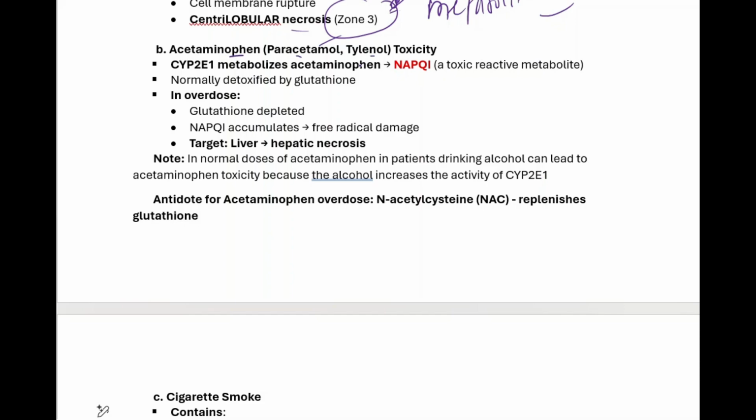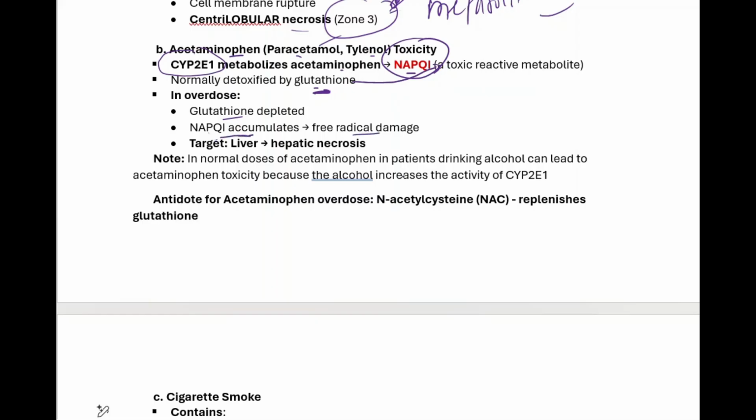Another medication that could also produce free radicals is acetaminophen, which is what we know as paracetamol or Tylenol. The cytochrome P450 system, particularly CYP2E1, which you have to remember, guys, is what normally metabolizes it. Each time you have an overdose or too much acetaminophen in the body, this system is going to metabolize it into NAPQI, which is a toxic reactive metabolite. This is normally detoxified by glutathione. So in patients who overdose on acetaminophen, their glutathione is going to be depleted, because they're using the glutathione to neutralize these toxic reactive metabolites. And this toxic metabolite is going to accumulate, and that will lead to free radical damage.